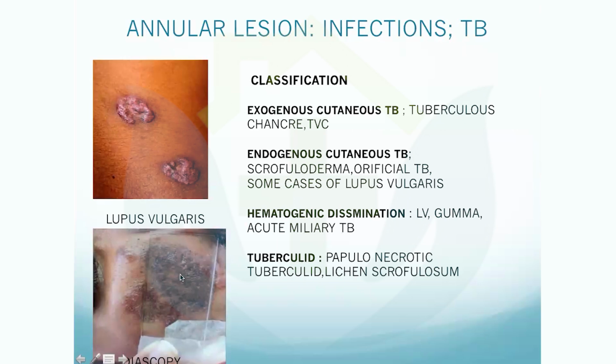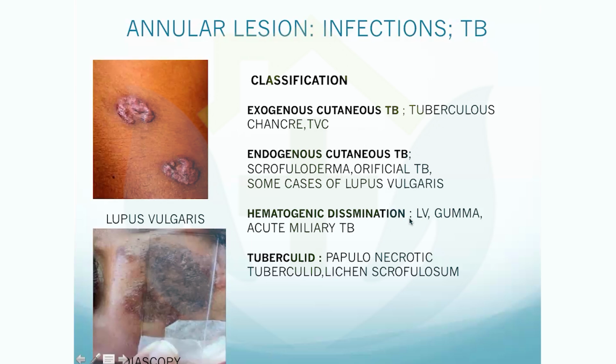This represents the granulomatous lesions of tuberculosis. Now, I've classified other kinds of skin tuberculosis here for your benefit. So, it can be exogenous cutaneous TB, the tuberculous chancre, tuberculosis verrucosa cutis, where they have a verrucous appearance, they look warty. Endogenous cutaneous TB, scrofuloderma, usually arises from an underlying lymph node or underlying tubercular focus.